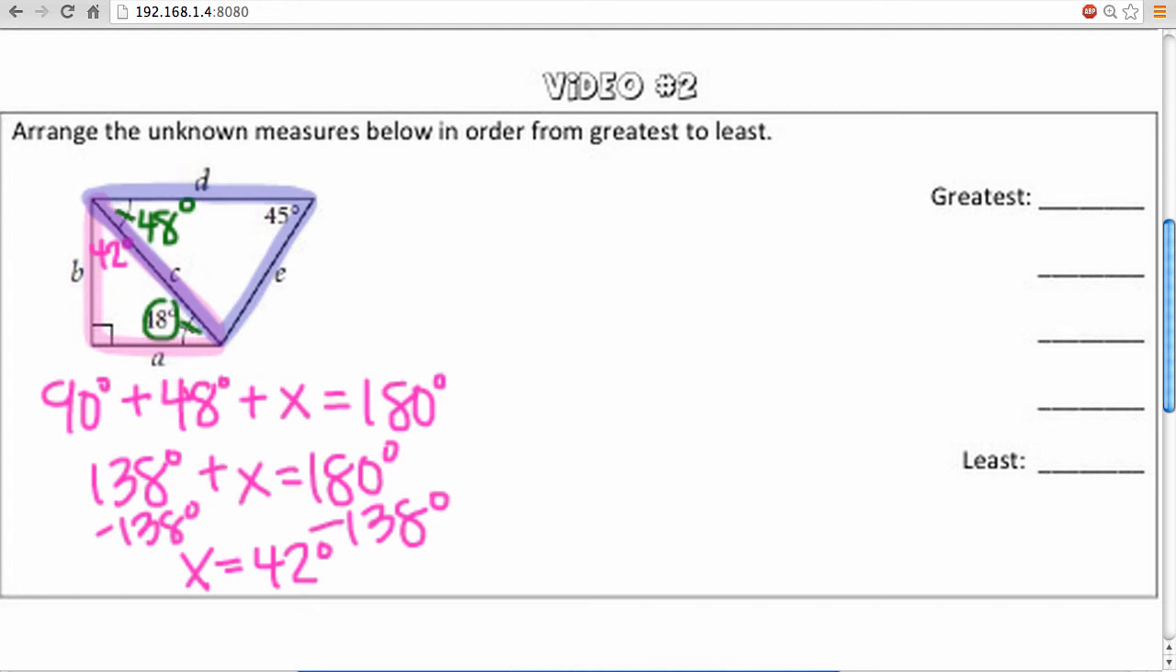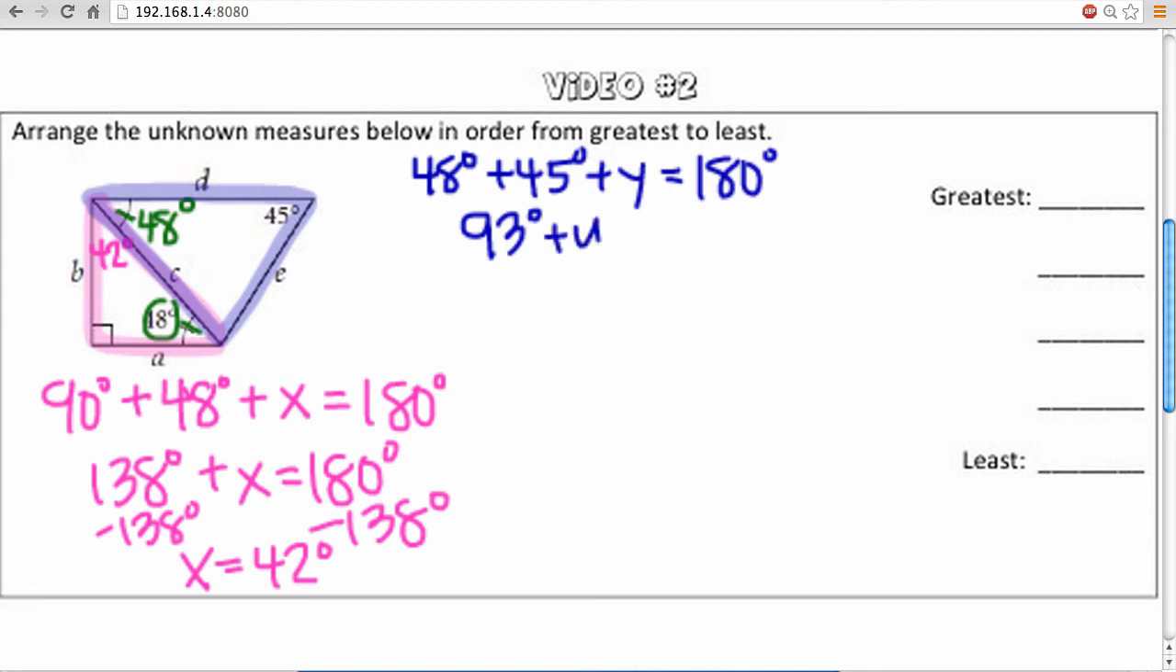So we have a 48-degree angle, a 45-degree angle, and I'm going to use y for a missing angle. And we know that the sum of the interior angles of a triangle is 180 degrees. So when we add these together, we get 93 plus y is equal to 180. Subtract 93 from both sides, and we get y to be equal to 87 degrees.